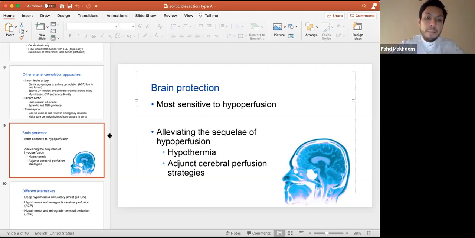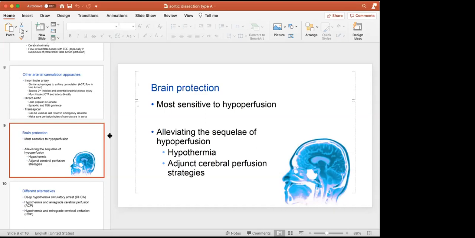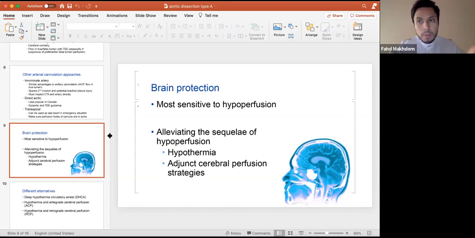So if I'm doing a Bental and hemi-arch, most likely I'll do two grafts. If it's just the ascending aorta, if there's no hemi-arch, then it's easier to size. If you're doing hemi-arch, I'll most likely do two grafts: distal, then proximal, then graft to graft.